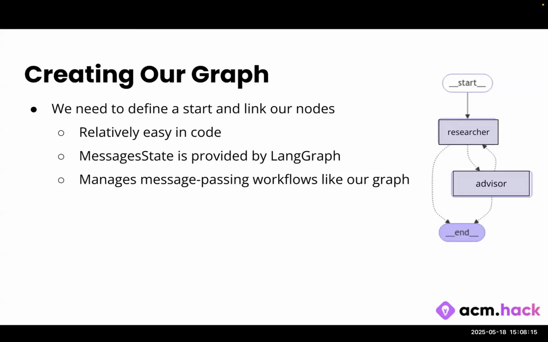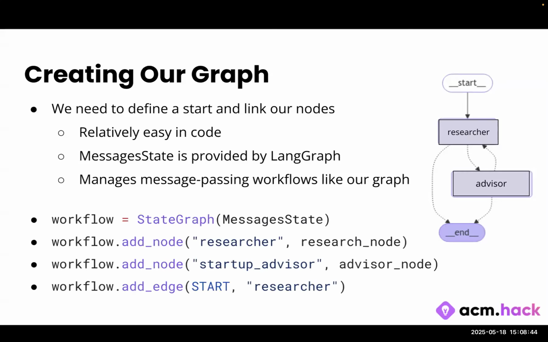And the way we're going to keep our information between these agents is something called messages state, which is provided by LangGraph, and it manages message passing workflows like our graph, and it also allows us to maintain the state of our messages. So once I go to researcher then advisor, the advisor will be able to know what the researcher has said before through messages state, because that's how we store our agents' past responses. And then we'll walk through all this in the code demo later as well.